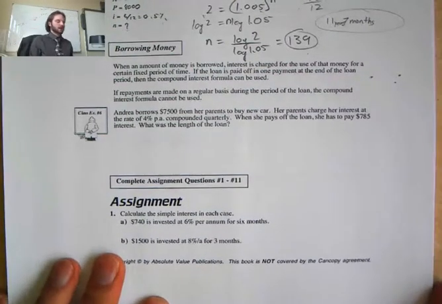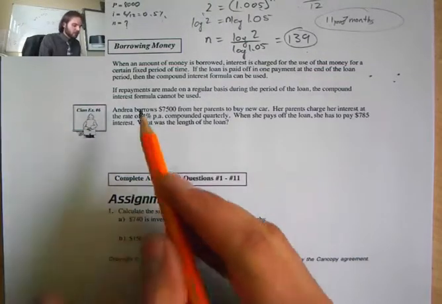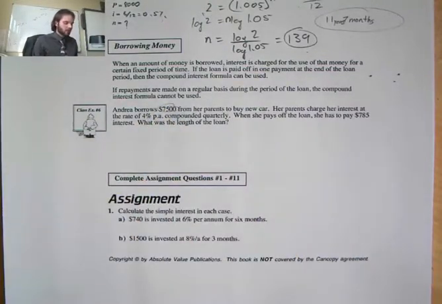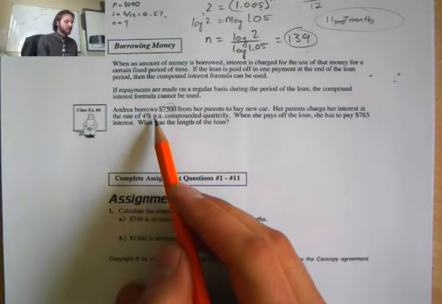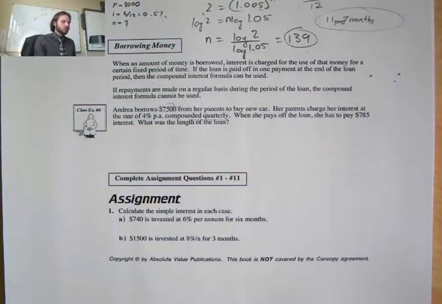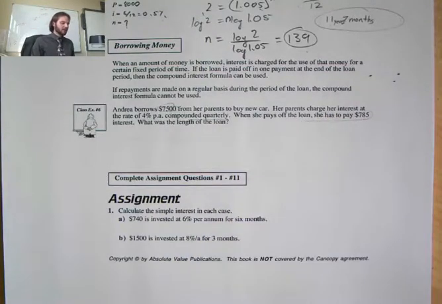Borrowing money. All right, so now we're going to look at borrowing money. So let's take a look. Andrea borrows $7,500 from her parents to buy a new car. Her parents charge her interest at 4% per annum, compounded quarterly. When she pays off the loan, she has to pay $785 interest. What was the length of her loan?